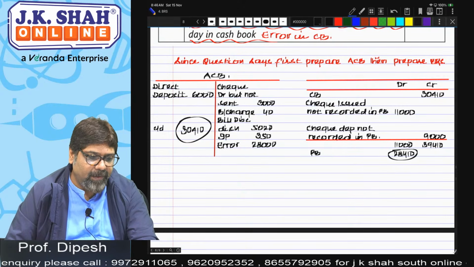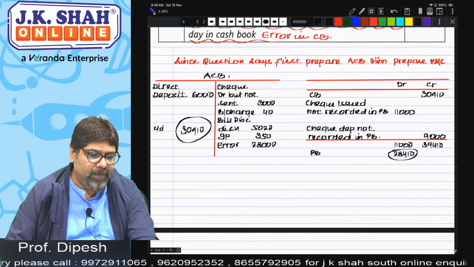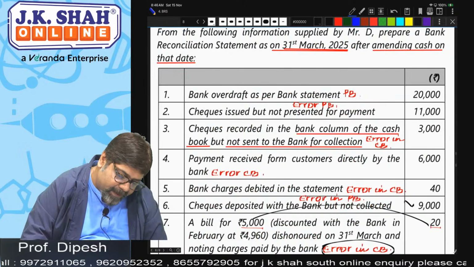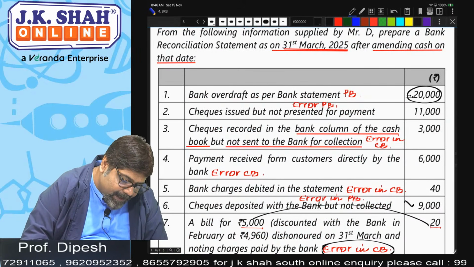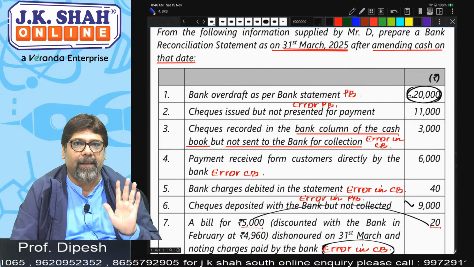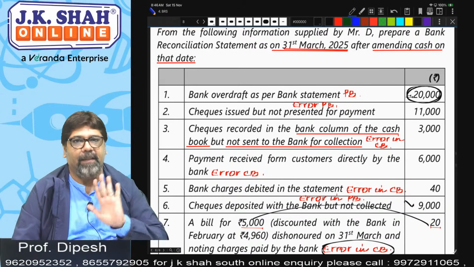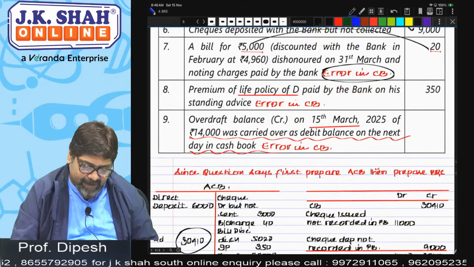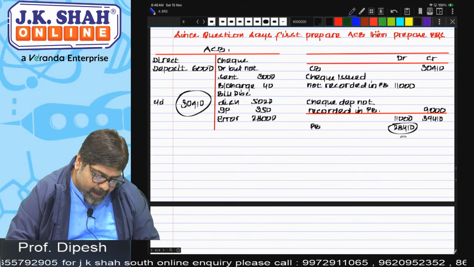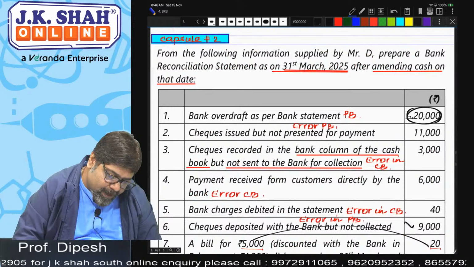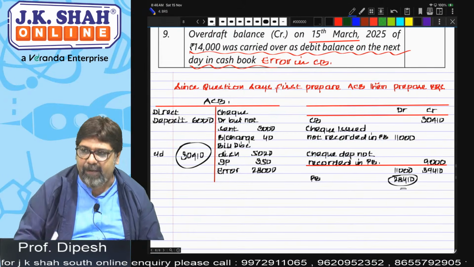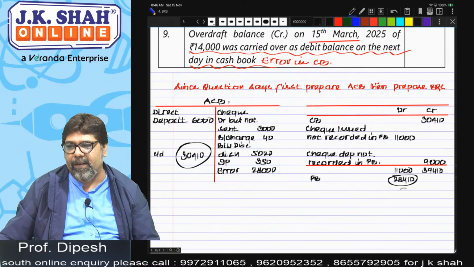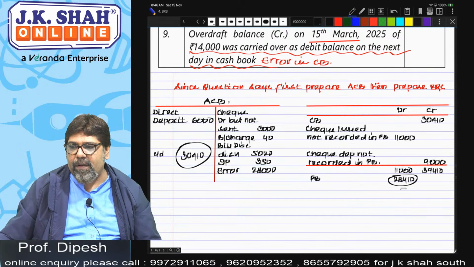This balance of 28,410 should match with this balance. This should have been 28,410. So there is some missing information or this balance given is wrong. Correct? Yes. So this balance is 28,410, but the passbook overdraft balance they have given is 20,000. That should be 28,410 only. It is not matching. That means either there is some missing information in the question or the opening balance given is wrong.